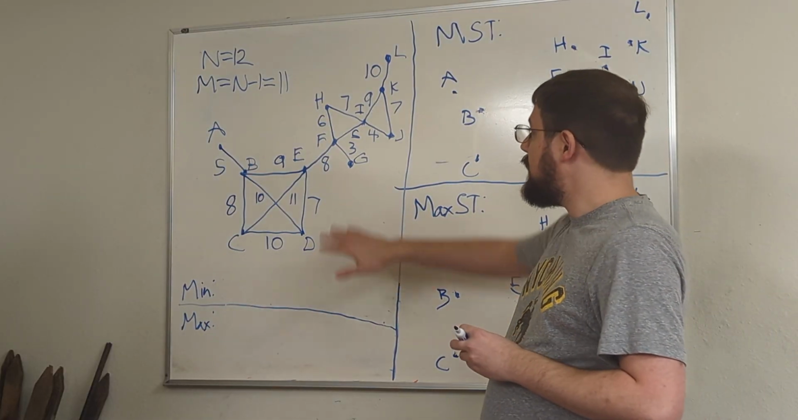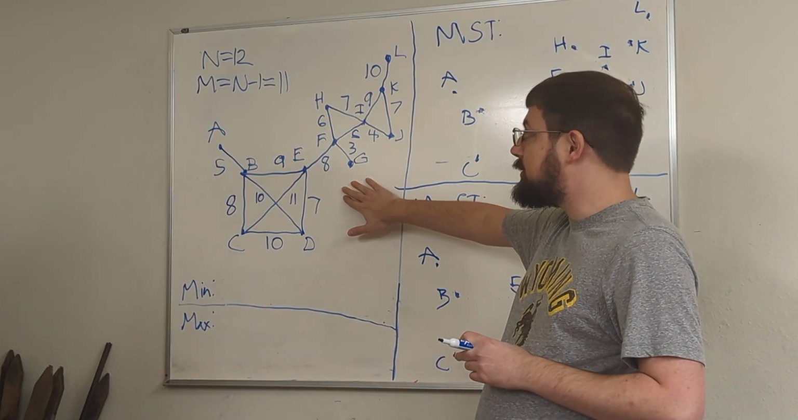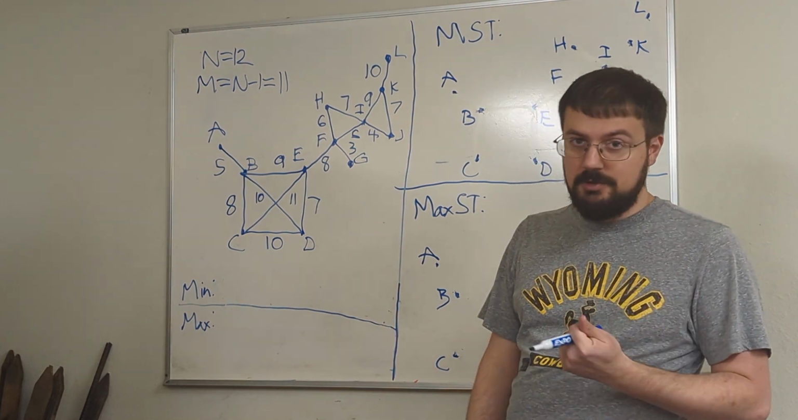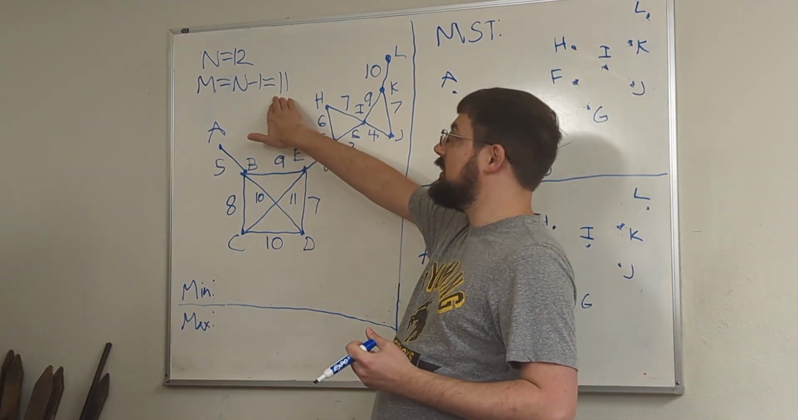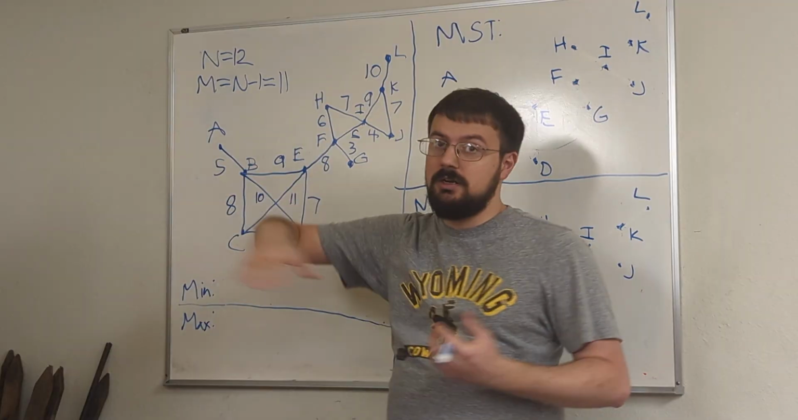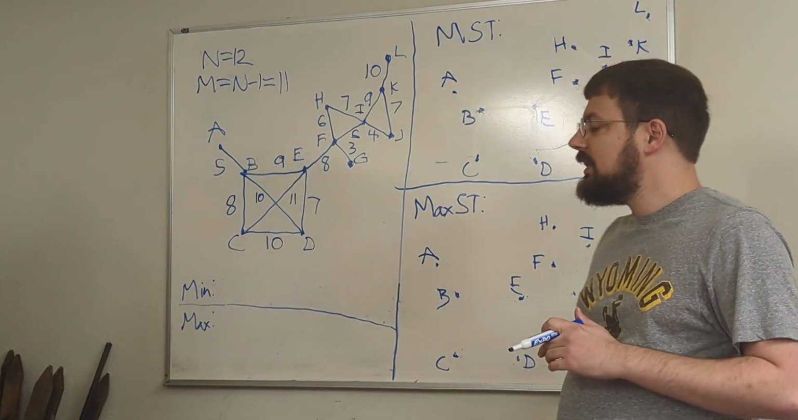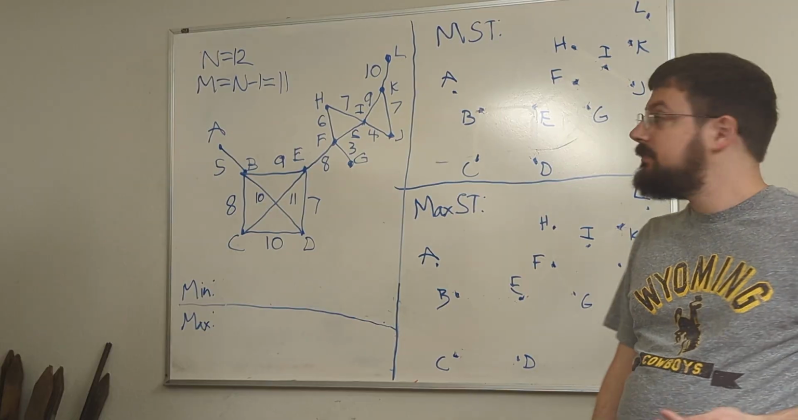Now, looking at our weighted network over here, we have 12 vertices, which means that our spanning tree, either minimum or maximum spanning tree, is going to have 11 edges, or in other words, n minus 1 edges. So let's start with the minimum spanning tree.